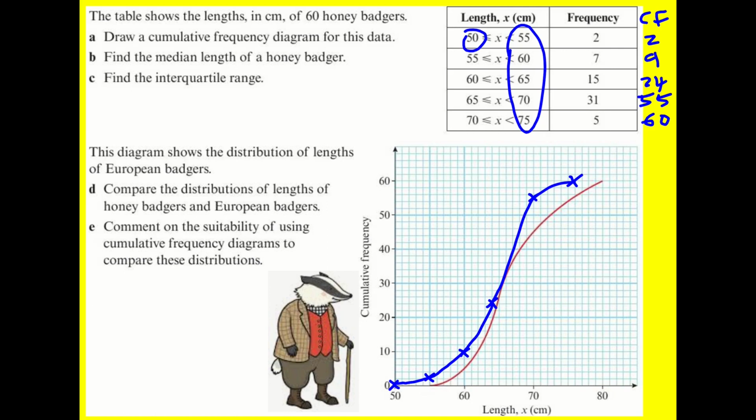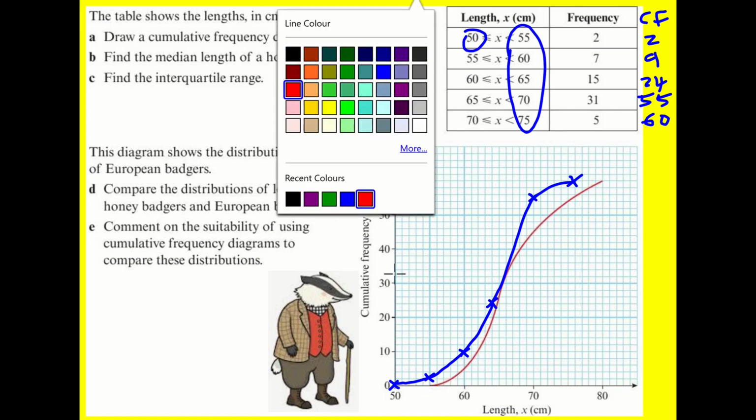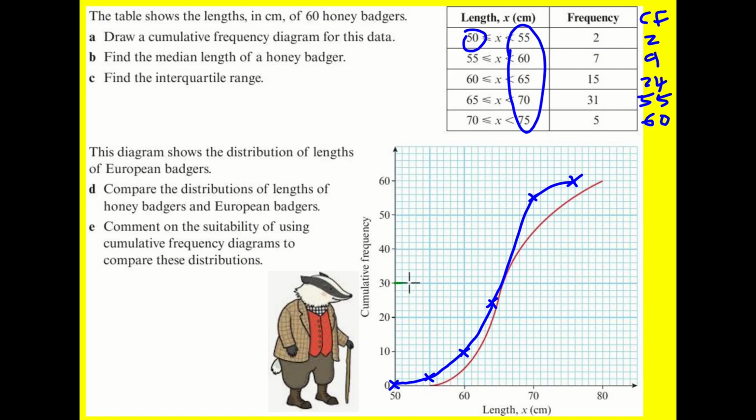All right. Find the median length of a honey badger. So similar to before, the position is going to be 30 because I've got 60 honey badgers. I'm going to halve that to give me the 30th. And actually we see that they basically have the same median. I get it as I'm going with 66.